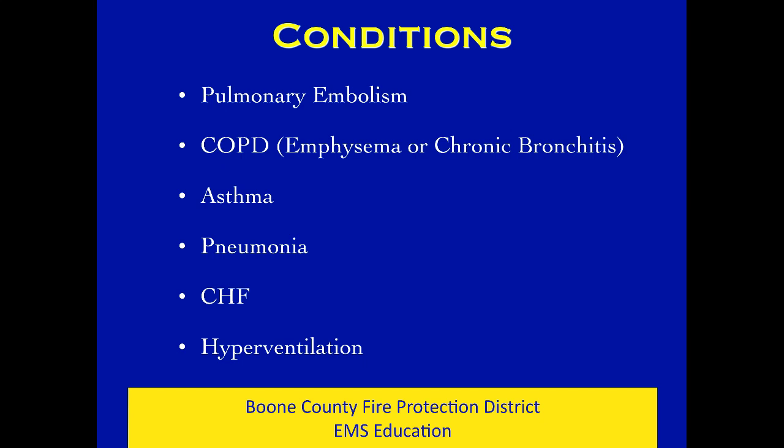So 6 conditions that we talk about with shortness of breath. The first one is pulmonary embolism. Then the second is COPD, whether it's an emphysema or chronic bronchitis. Then we have asthma, pneumonia, congestive heart failure, and then there's hyperventilation, and that shows up as shortness of breath, but it's not really a respiratory problem. It's either an anxiety, emotional problem, or it's a metabolic problem. And so we're going to get to that.